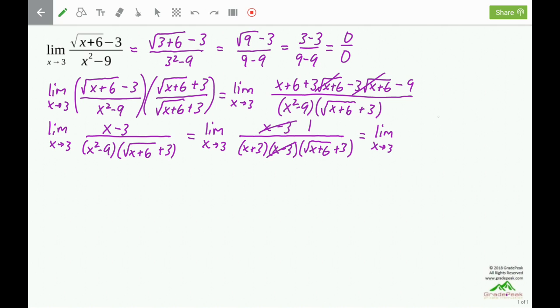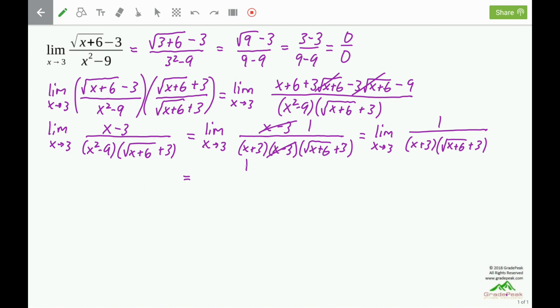Limit as x goes to 3 of 1 divided by x plus 3 times the square root of x plus 6 plus 3. We should no longer have the 0 over 0 indeterminate form, and we should be able to plug the 3 in. So let's try that out.